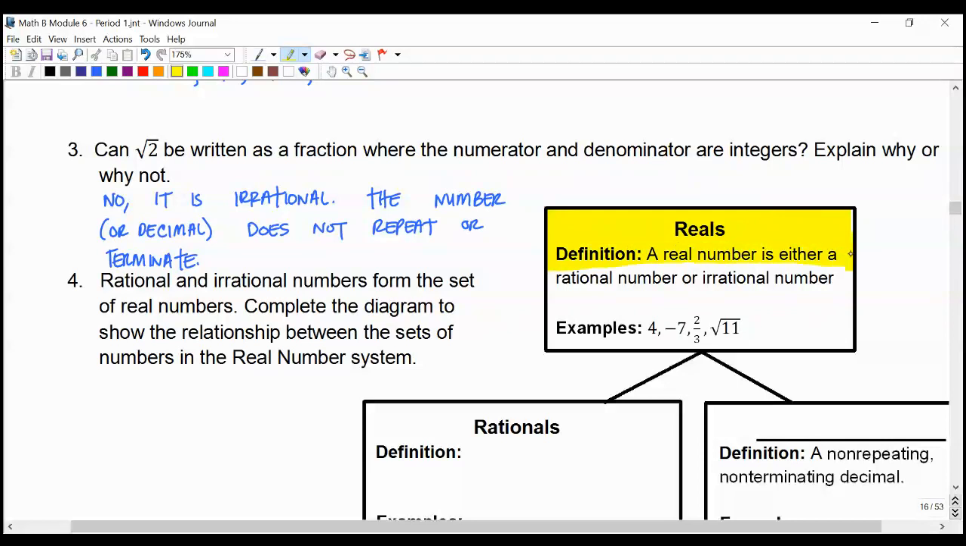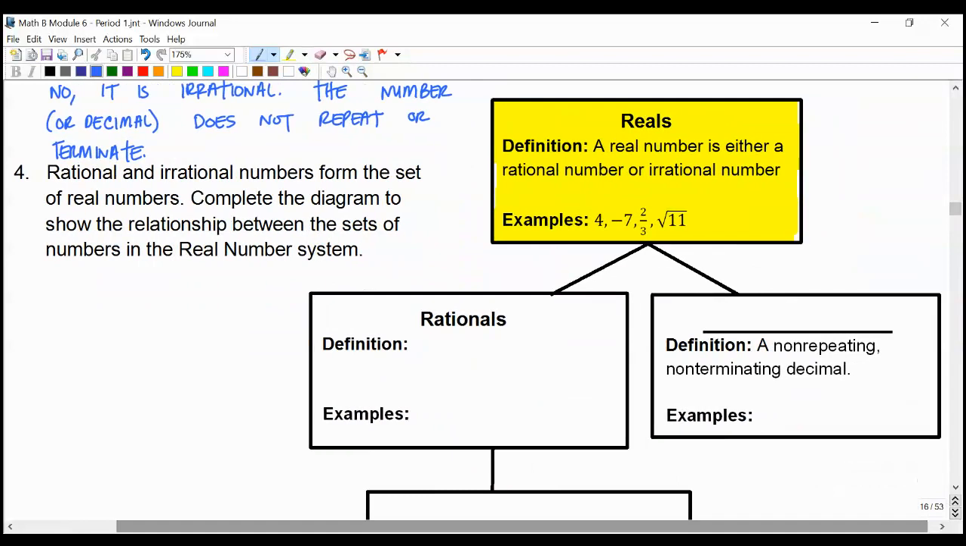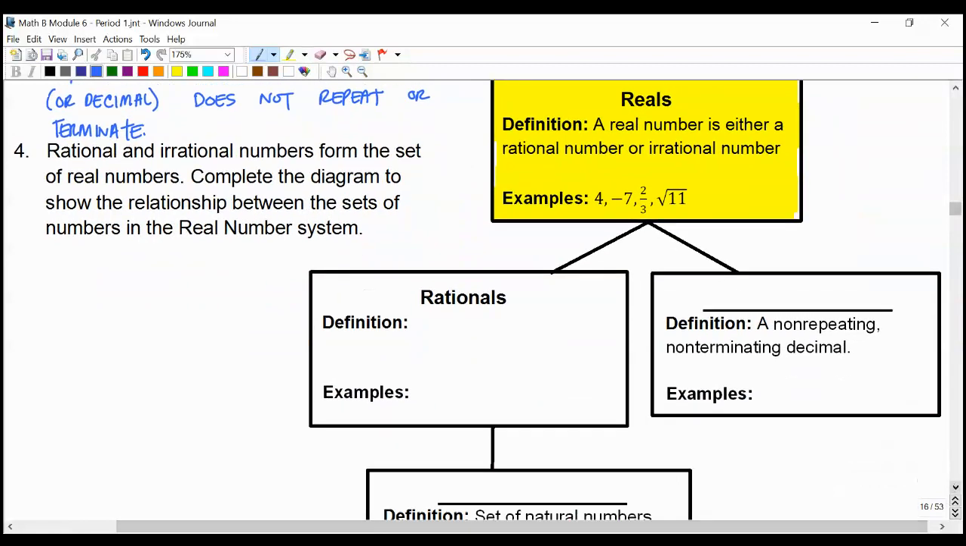We have this kind of flow chart that shows us how all the sets kind of combine, which is the real number system. So reals includes rational and irrational. So it includes counting numbers like 4, integers like -7, rational numbers like 2/3, and irrational numbers like square root of 11. So more or less everything, at least so far, is going to fall into what we call real numbers. All right, we're going to look at this flow chart that kind of helps us understand this.